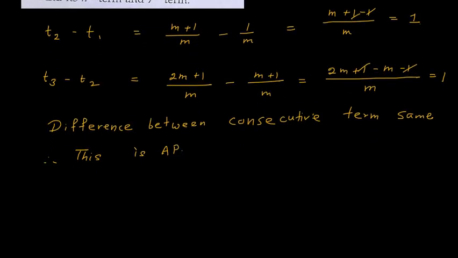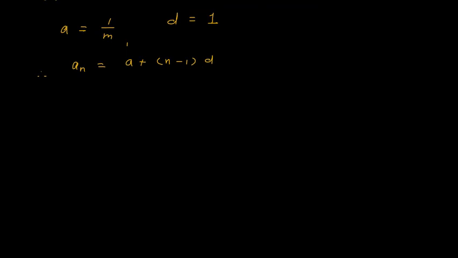Now I have to find the nth term. So here the value of a, that is the first term, is 1 upon m and the common difference d is 1. Therefore the formula for an is a plus n minus 1 d. So this is equal to 1 divided by m plus n minus 1 into 1. So 1 divided by m plus n minus 1.